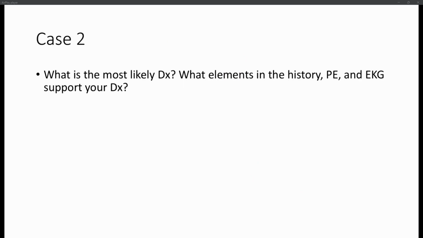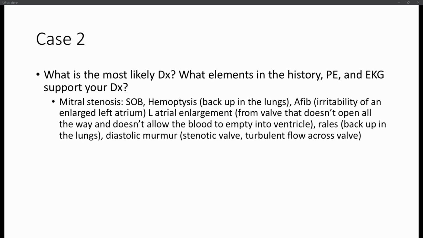So, what's your most likely diagnosis? What's the cause of this patient's problem? Mitral stenosis. Did everyone get mitral stenosis? Okay. What elements in the history, physical exam, and EKG are also going to support that? So, shortness of breath, hemoptysis. We get backup of fluid in the lungs. It increases pulmonary capillary pressure. They don't like high pressures and they burst. And that's why you get blood in the lungs and you cough it up.